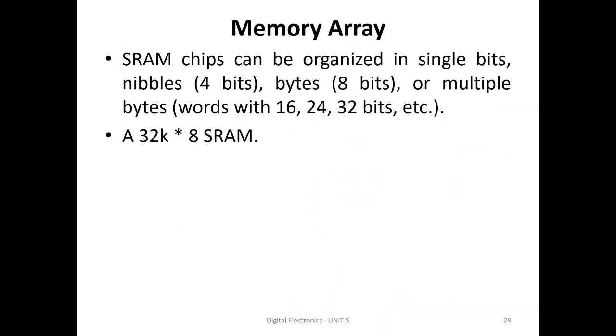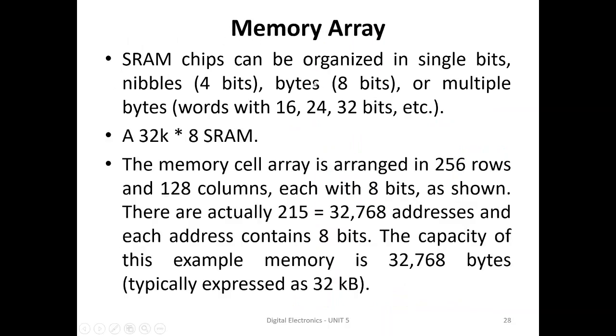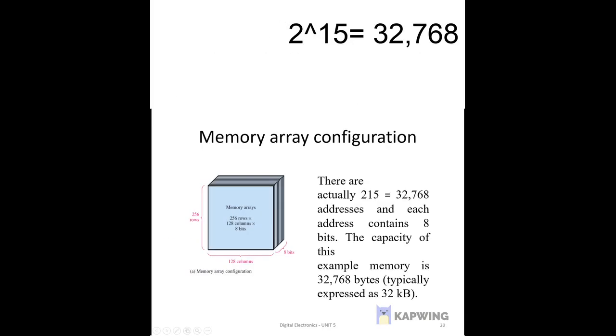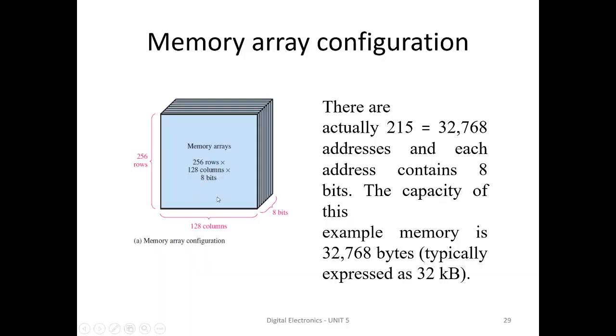And memory array again. So SRAM chips can be organized in single bits, nibbles, 8 bits, that is nothing but my byte, or multiple bytes, 16, 24, 32. This is regarding my capacity. So, 32K into 8 SRAM. See, the memory cell array is arranged in 256 rows and 128 columns, each with 8 bits, as shown. In this diagram, if you see, you'll understand. You're going to deal with 256 rows and 128 columns and 8 bits. This is nothing but your memory array.